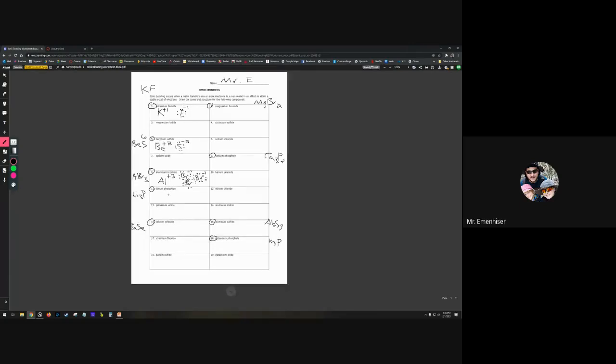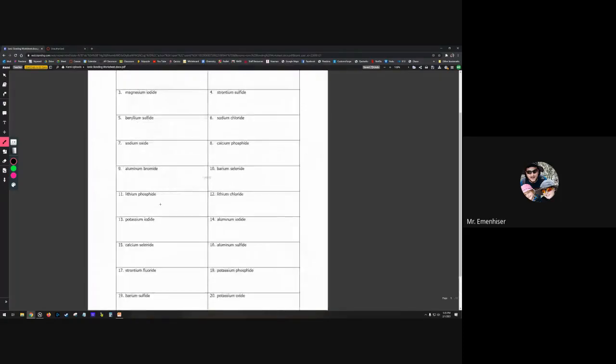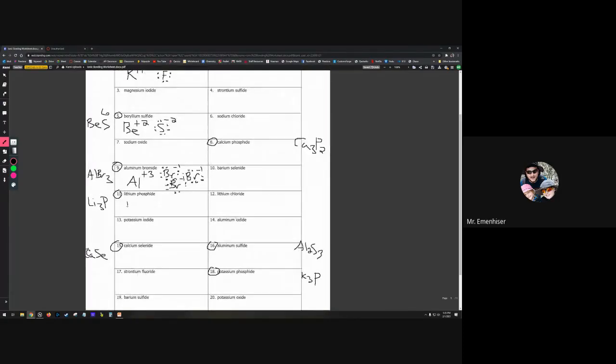Lithium phosphide is going to be 3 lithiums, each with a +1. You can put plus or +1. And then we're going to have phosphorus, which will have 8 dots around him. Phosphorus is in group 5. And so if he's got 5, he needs to get to 8. So he's going to have to make a -3 to balance with a +3. So that's the Lewis dot diagram for lithium phosphide.